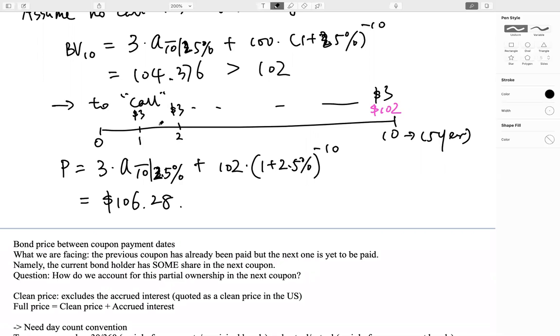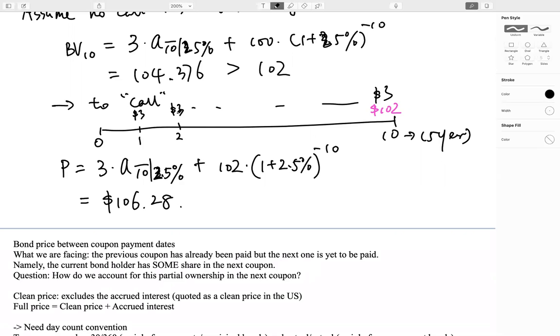I will need to wait for another 3 months to receive the next $3. But I don't want to wait. I want to sell it. Okay, now how do I price it? Should I price the entire $3? Probably not fair, right? Because I only owned this for 3 months instead of 6. Right?